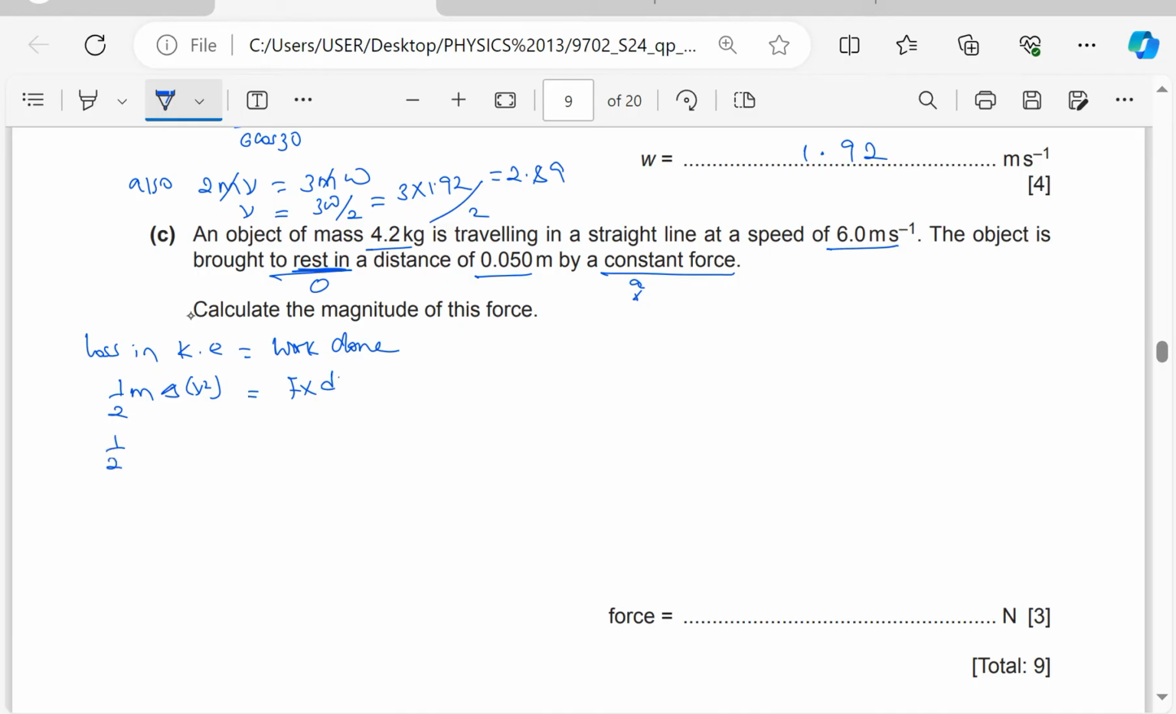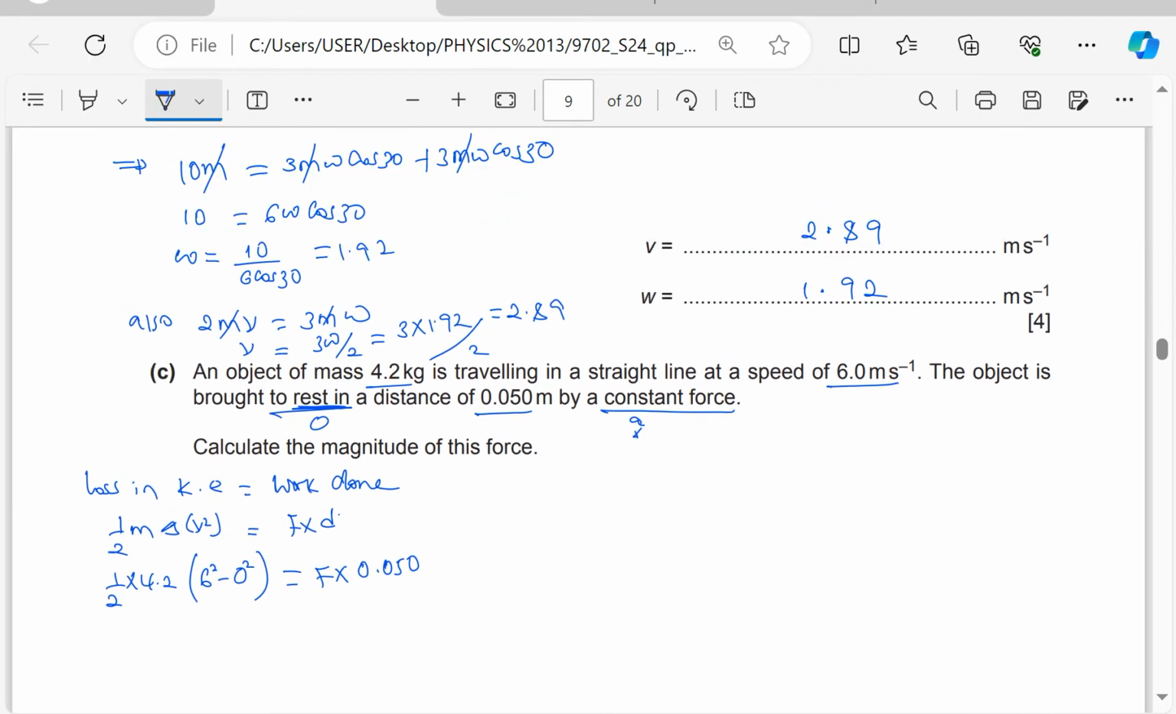So this is a half. The mass is 4.2. Then let's say I'll just start with the initial velocity. The change in v squared is going to be 6 squared minus 0 squared, or 0 squared minus 6 squared, whichever you consider. The negative just shows that the force is acting in the opposite direction to motion. So this is going to be the force F times the distance, which is 0.050.